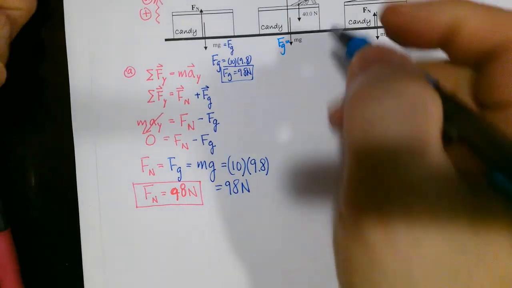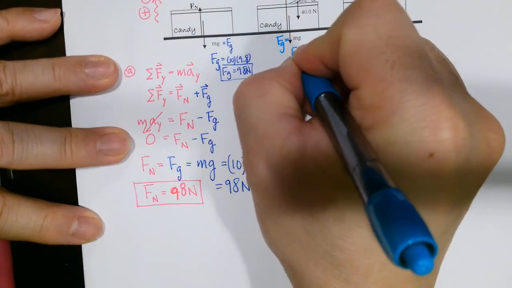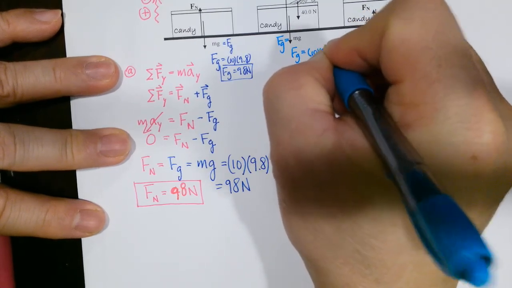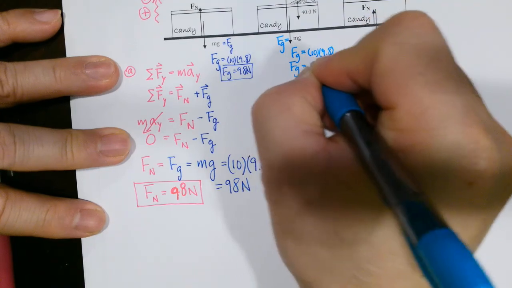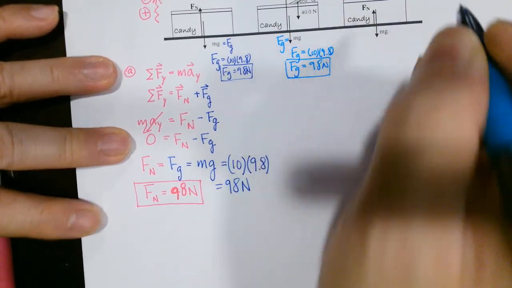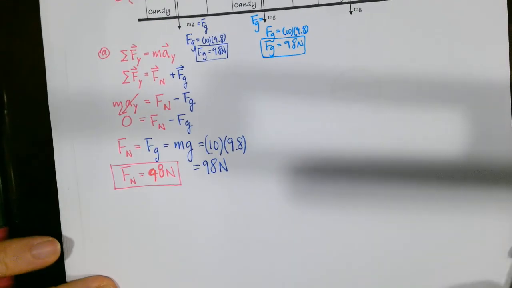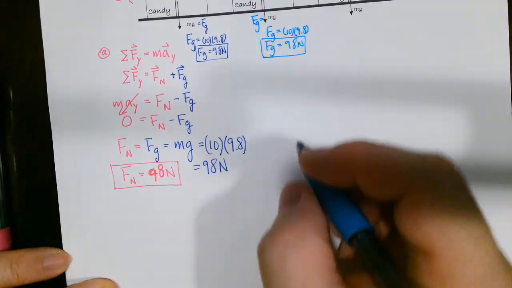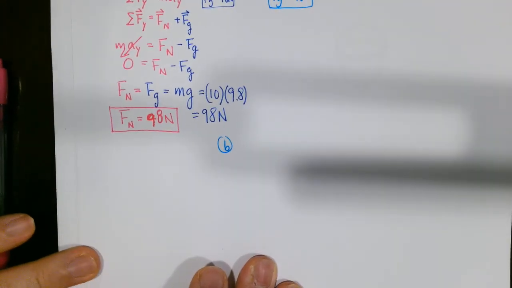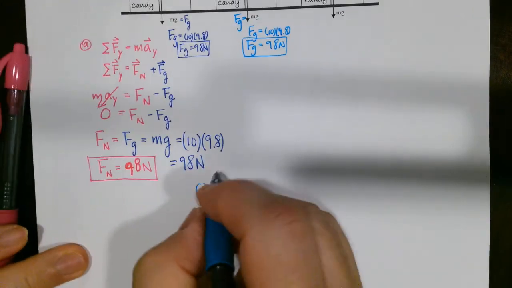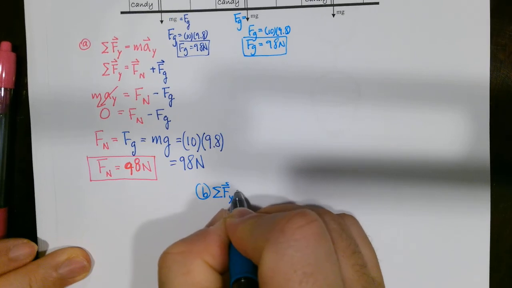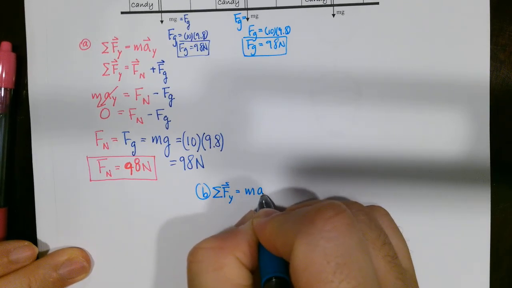This doesn't change either, right? Because your Fg doesn't change since the mass is still 10 kilograms. Therefore, your Fg is equal to 98 newtons still for part B as well. However, for part B, I'm going to write it down here. For part B, the sum of all forces in the y direction is equal to m a y.